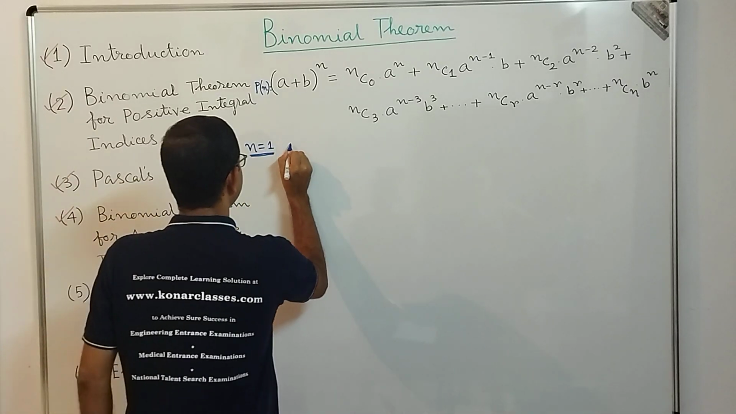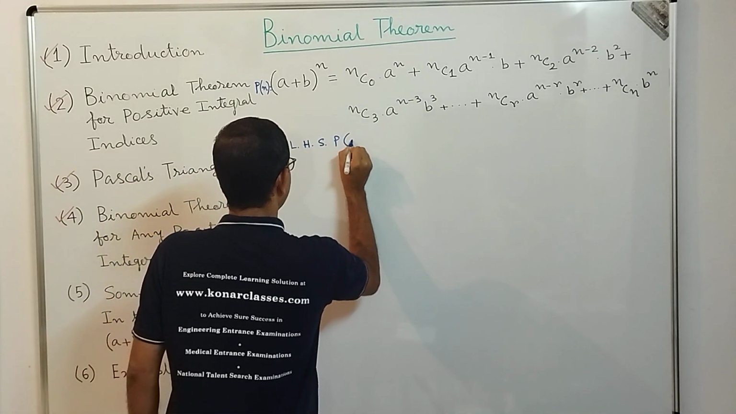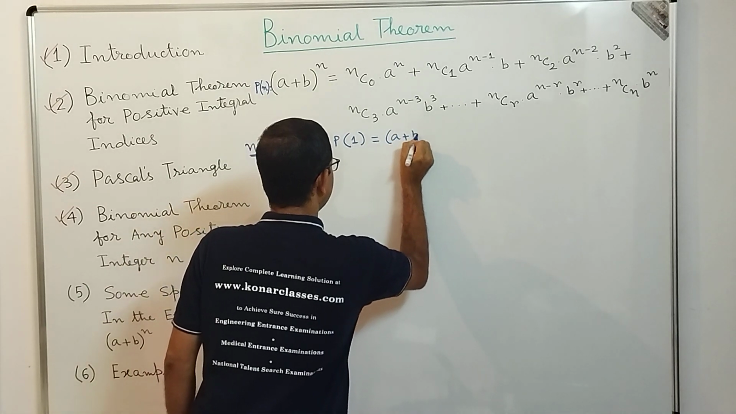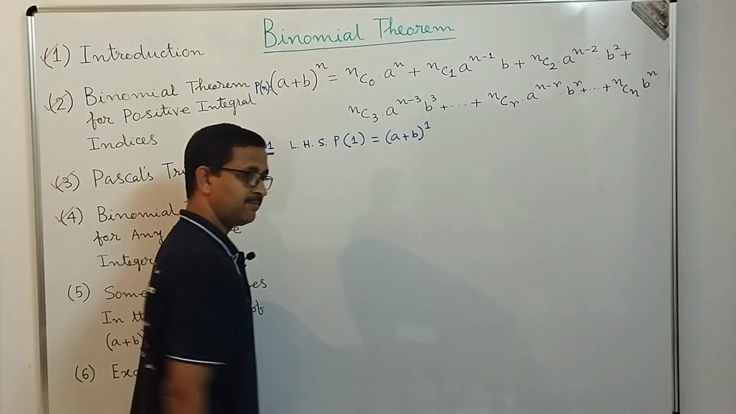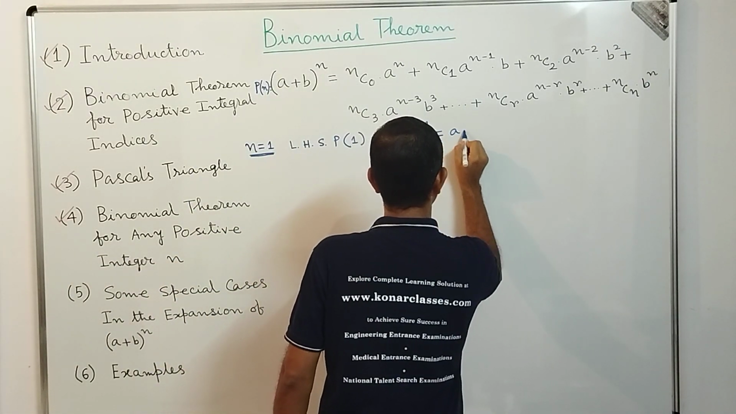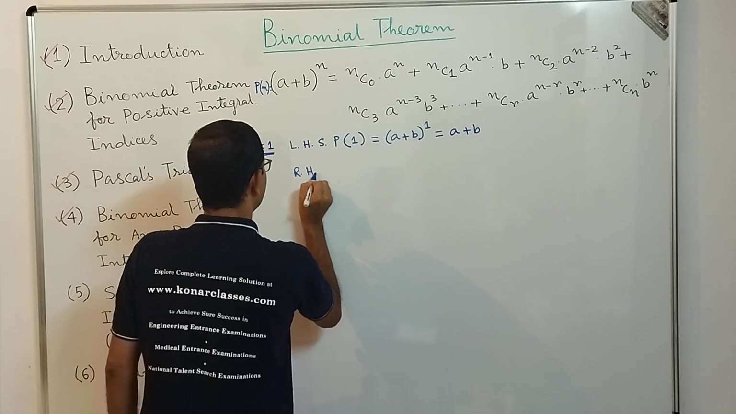According to the principle of mathematical induction, for n equal to 1, what is the left hand side of P1? The left hand side of P1 is nothing but (a + b)^1. (a + b)^1 means what, dear students? So we get a + b. Correct? And what is the right hand side?